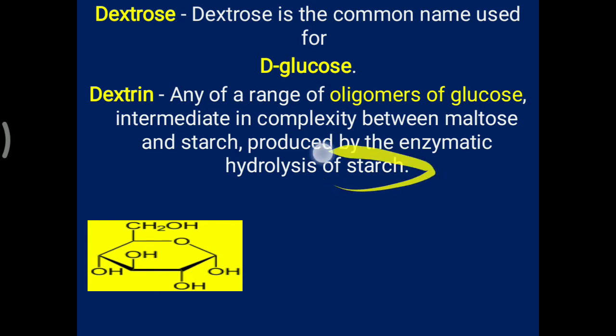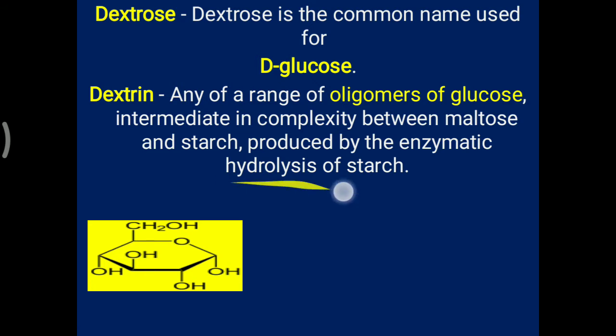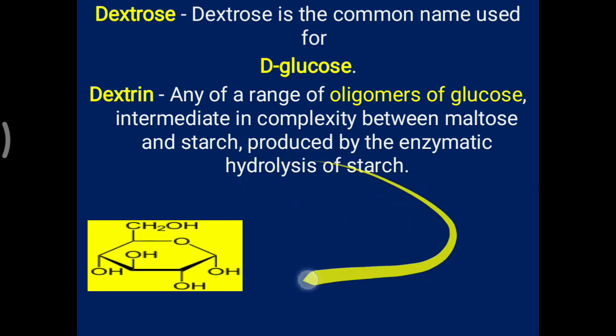Starch basically reacts with iodine and gives a blue color. Further hydrolysis of starch produces amylodextrin. This name is given because amylodextrin reacts with iodine and gives a violet color. Further, amylodextrin hydrolyzes and gives a red color with iodine. So the name erythrodextrin is given.